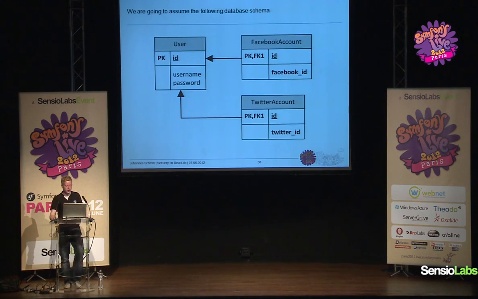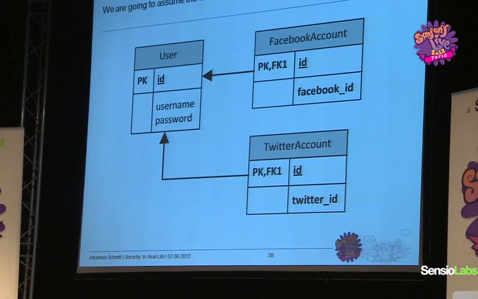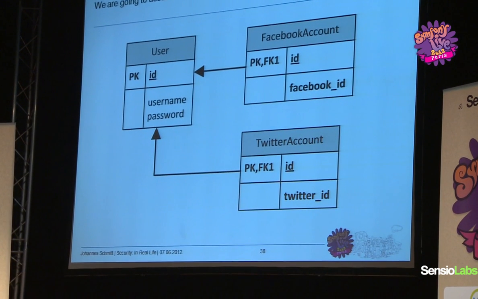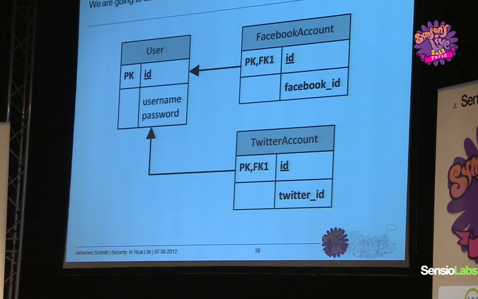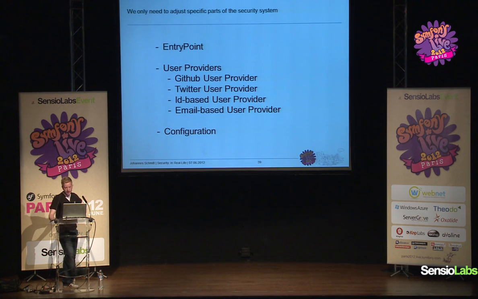Let's assume that you have a database schema which looks like this. You have a user object, which has a username and a password. The username could be an email address. And you have multiple accounts which are one-to-one relations to these, like a Facebook account where you store the Facebook ID, and a Twitter account where you store the Twitter ID and probably more information like the OAuth token and whatever you need there. How do I wire that up in the application? What do I need to change to make that happen?